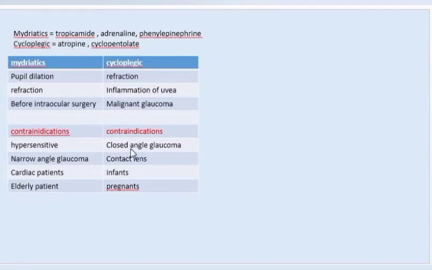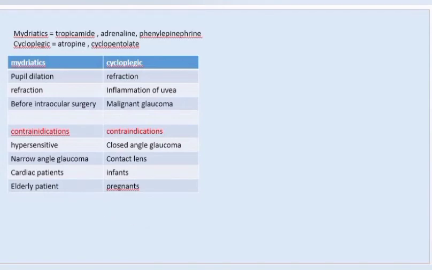Okay, and in closed angle glaucoma also, cycloplegics, with the help of pupillary dilation, might cause congestion in the anterior chamber, and that may also lead to a rise in intraocular pressure, so they are contraindicated. And other things are like contact lens, infants and pregnant women, similar to the mydriatics. So those are the things that you should know.